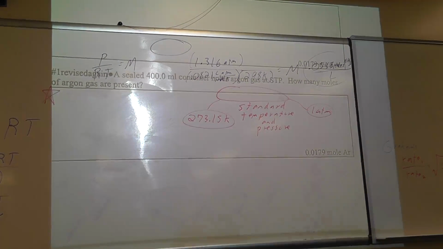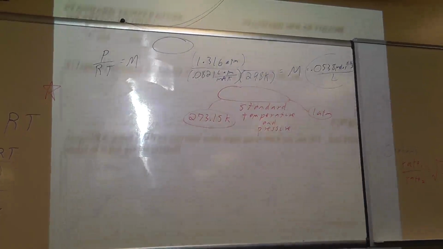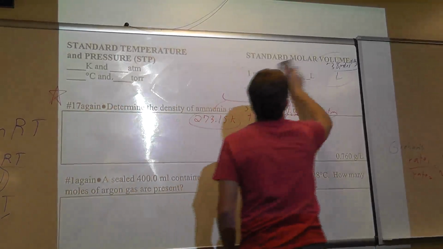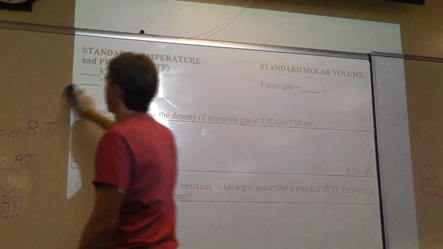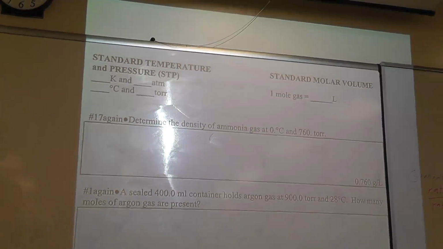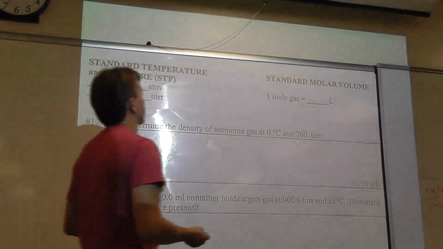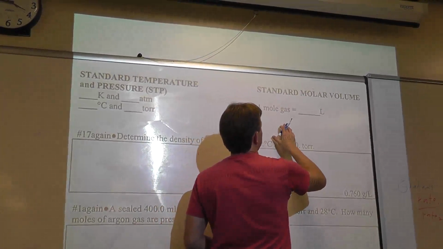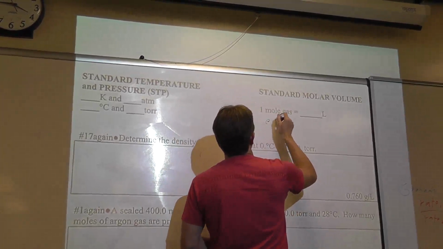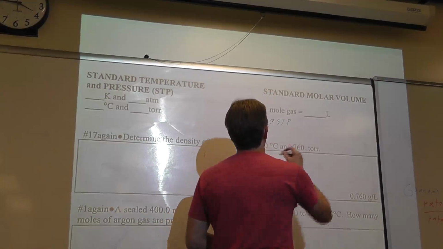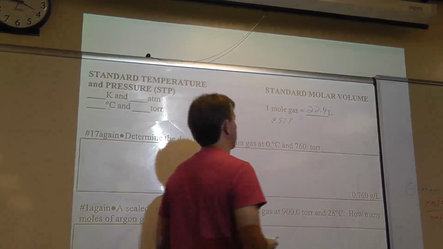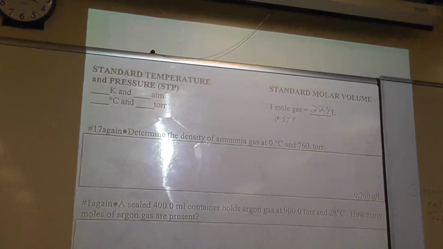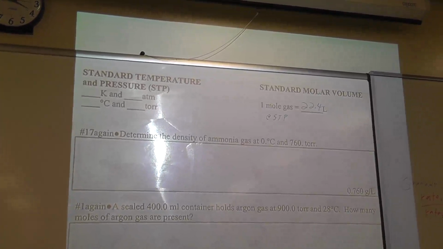You do get a convenient shortcut out of defining standard temperature and pressure, though. It's called standard molar volume. And the mathematics of it is one mole of any gas at standard temperature and pressure, STP, fills 22.4 liters. That's a constant. That's not necessarily something that you have to memorize, but it's awfully convenient if you do, because it can shorten problems quite a lot.